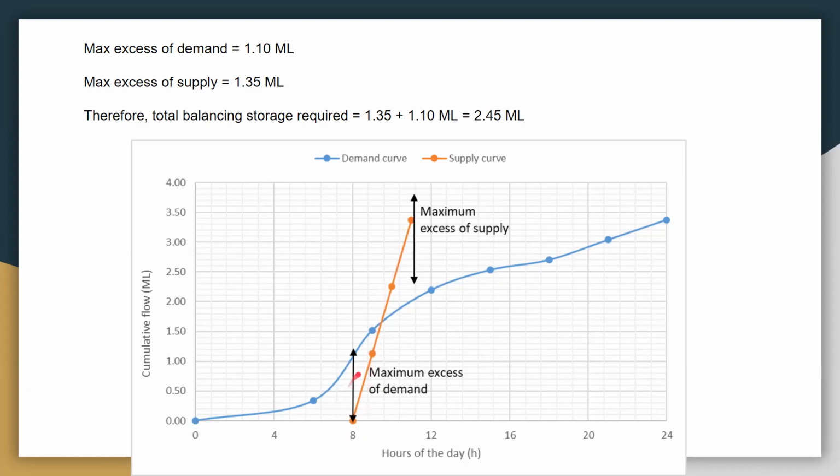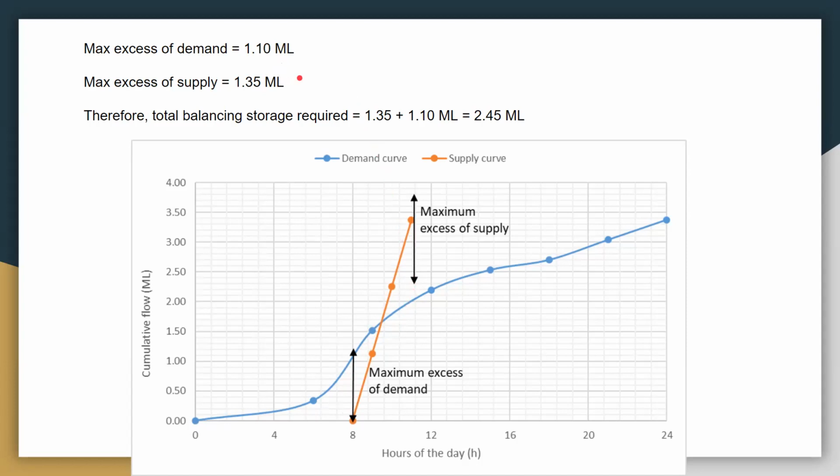I hope everyone is with me on how this curve is being plotted. First we plot the demand curve, then we plot the supply curve. Now the third step is to find the maximum ordinate between the demand and the supply curve. Here you can see the maximum distance between the demand and the supply curve is the value from this point to this point. And again the second value, the maximum excess of supply, will be from this point to this point. Whatever is coming under is the maximum excess demand, and whatever is coming above is the maximum excess of supply. So these two values are calculated.